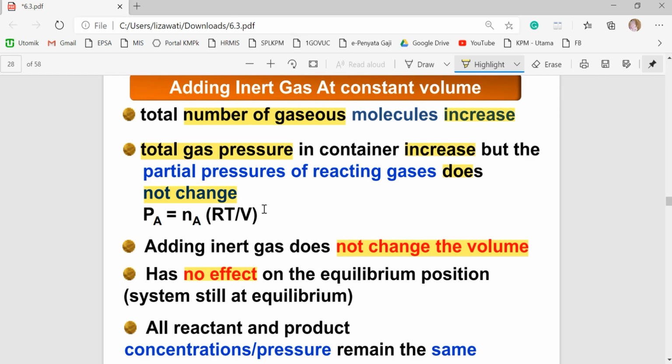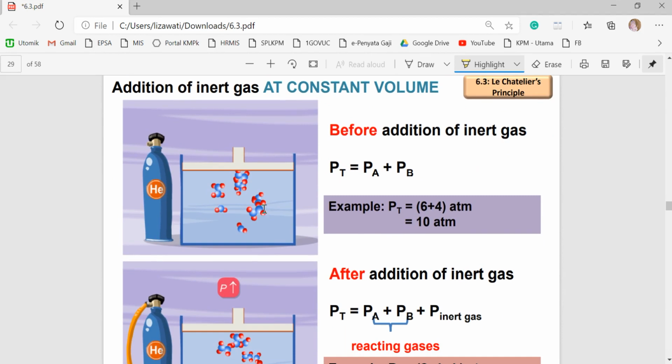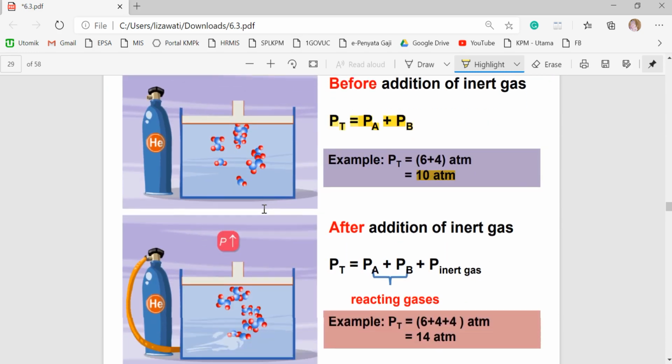The system will still be at equilibrium where Q is equal to K. All reactant and product concentrations remain the same. So this is the example. Before adding the inert gas, we have the partial pressure of A plus the partial pressure of B. Let's say the total pressure here is 10 atm. The size of the container remains the same, which means the volume is constant.